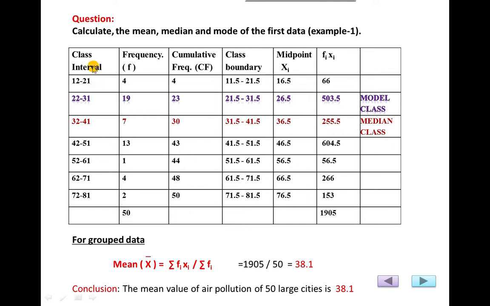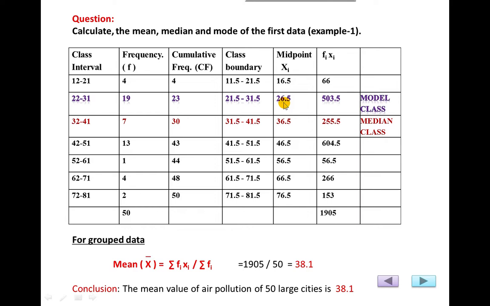This class interval, frequency, cumulative frequency, class boundaries and midpoint are the basic columns required according to the method. So for the mean we require only frequency and midpoint. We will use midpoint and frequencies. Product of frequency and midpoint: multiply frequency 4 by 16.5, which will be 66.